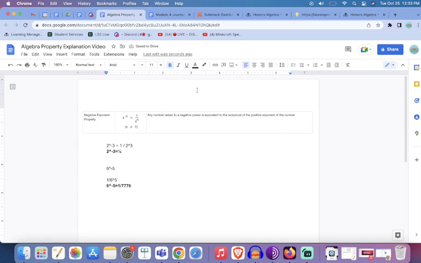So yeah, this is how you do the negative exponent property. Those are my 2 examples.